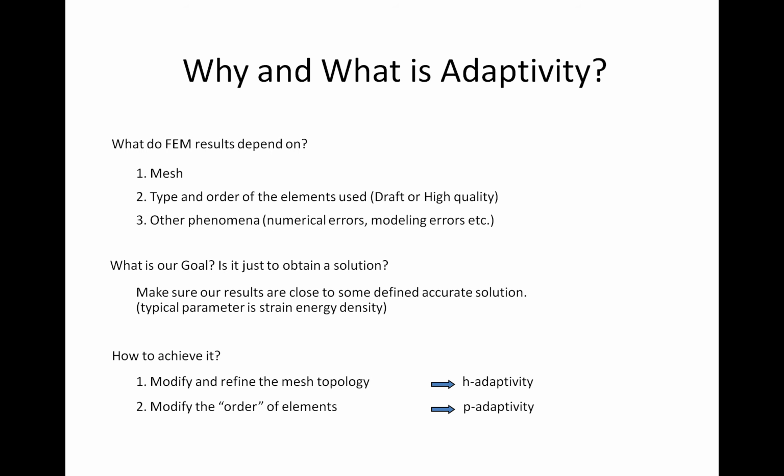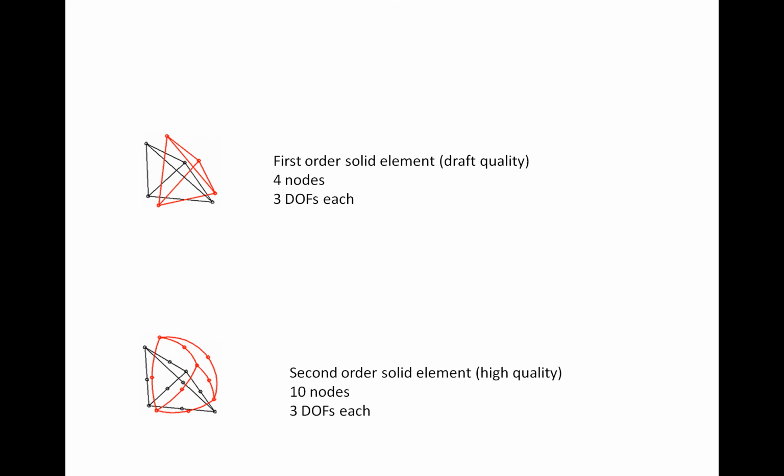If you talk about the order of elements, look at number two, the type and order of elements used will affect the results. If we modify or refine the mesh, that's called H adaptivity. If we modify the order of the elements used in the mesh, that's called P adaptivity. Take a look at the mesh, the order of the elements themselves. Just a little review here.